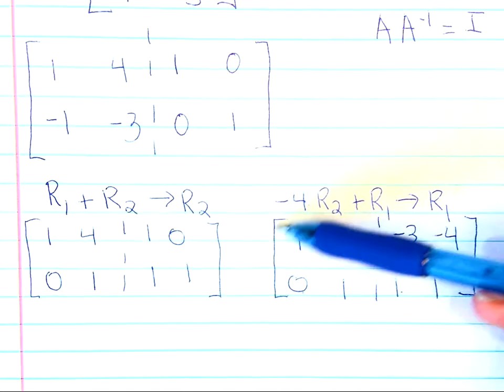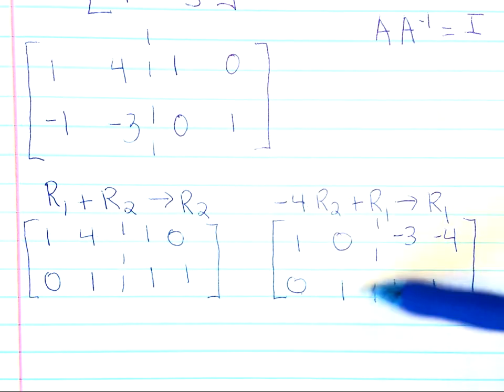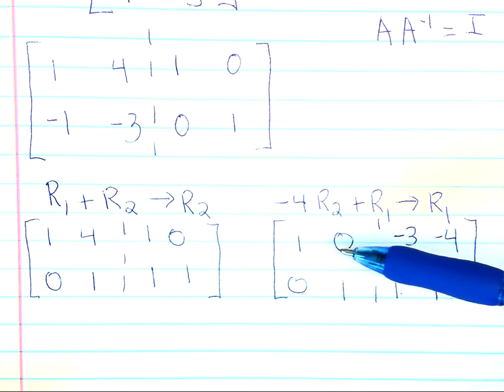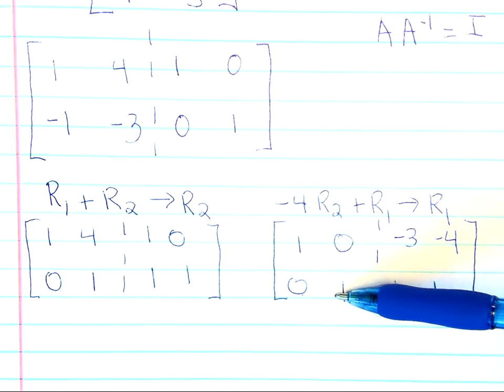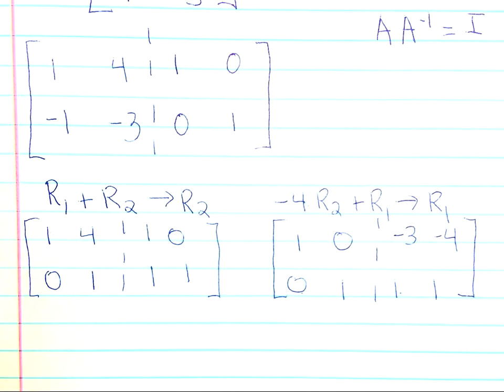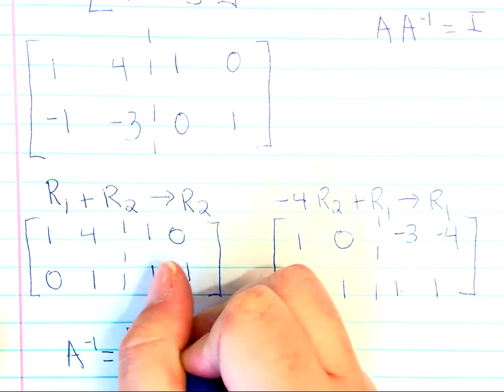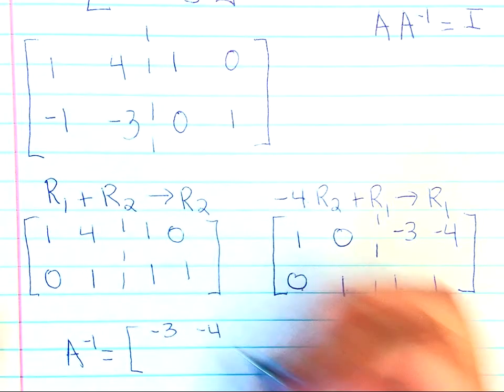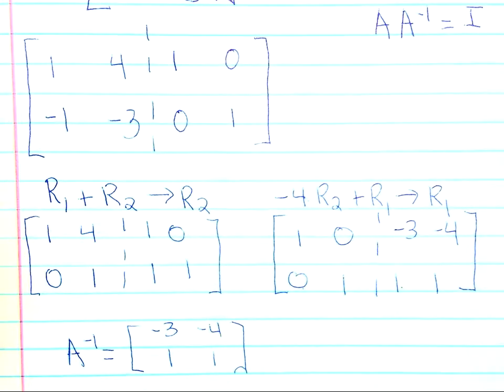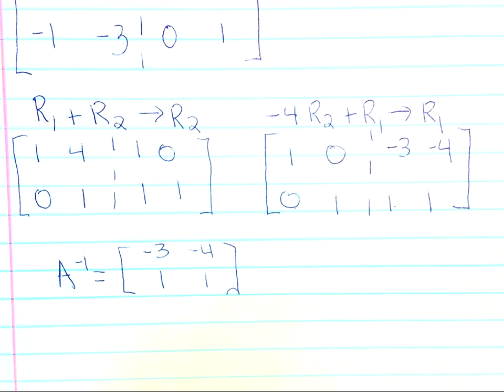And if you notice, I now have my inverse matrix here. My identity matrix, 1, 0, 0, 1, and this side is my inverse matrix. So A to the negative 1 is equal to negative 3, negative 4, 1, 1. And I would be done. Okay? So you're going to go through something very similar for all of this process.